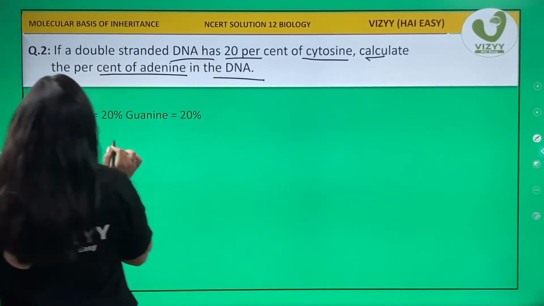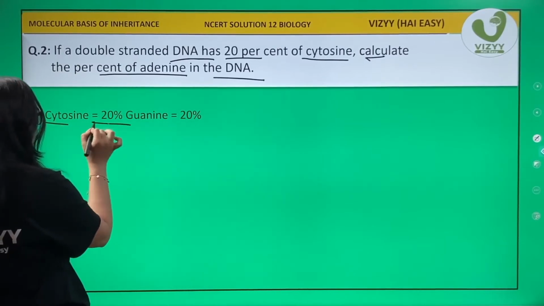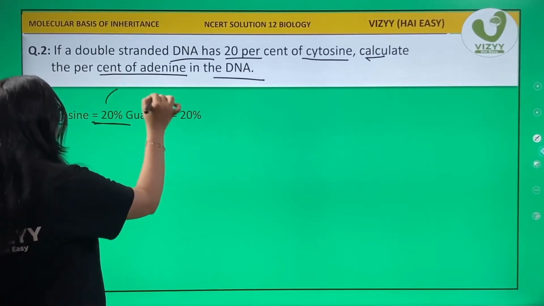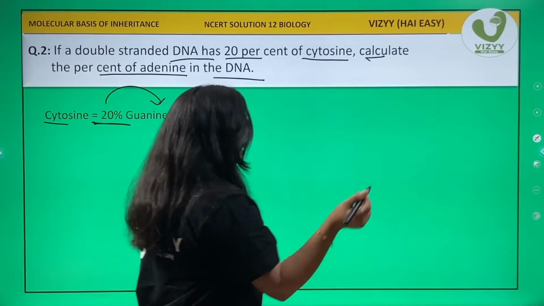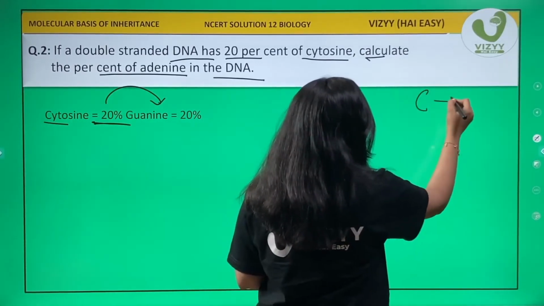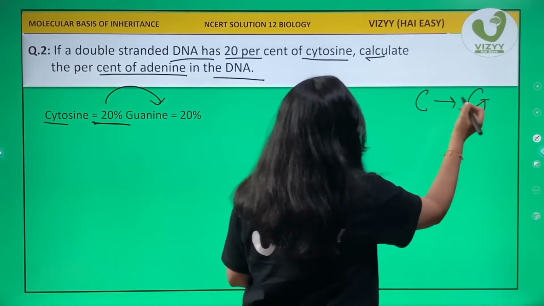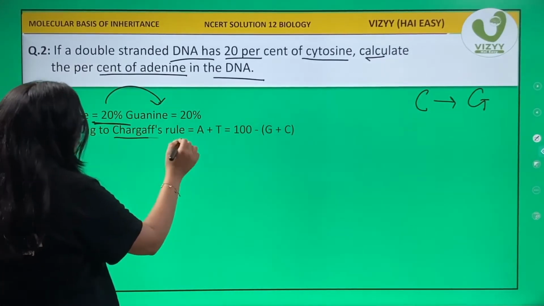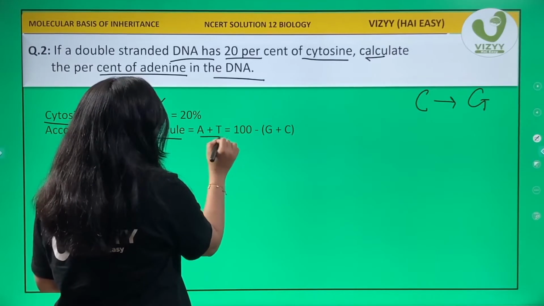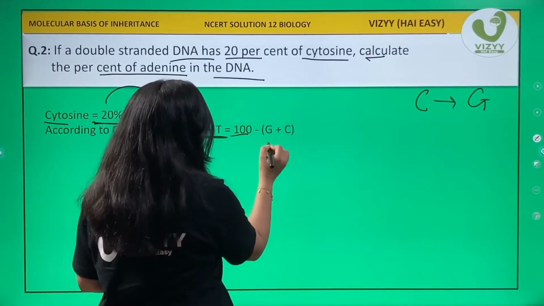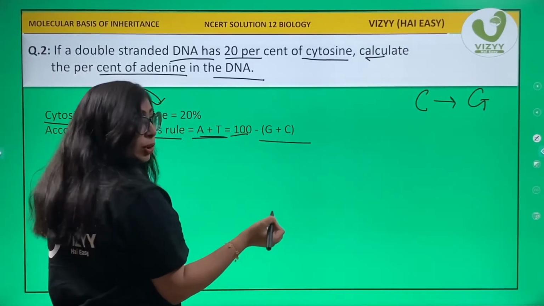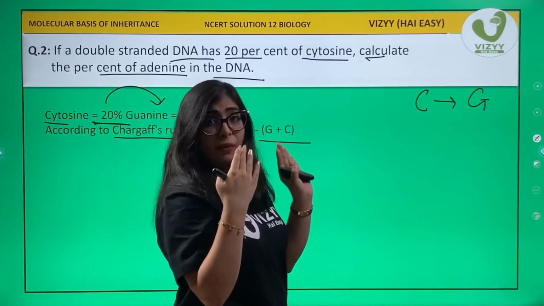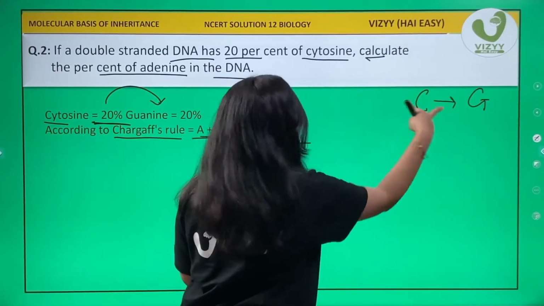So cytosine ratio is 20%. So will be guanine's ratio. Why? Because cytosine is complementary to guanine. Now, next, according to Chargaff's rule, we know that A plus T is equal to 100 minus G plus C. Okay. So students, we have this thing.